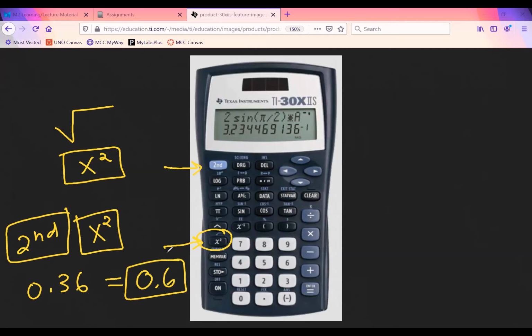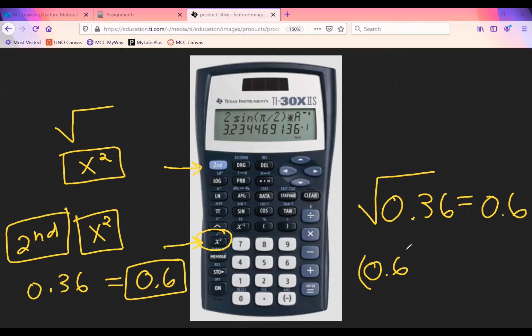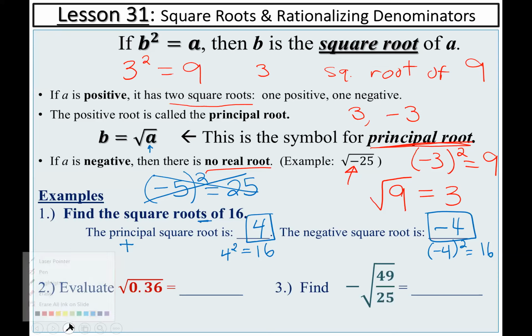With whatever calculator you have, make sure you're getting the same answer, okay? So again, the square root of 0.36 is equal to 0.6. So we just use our calculators for that. You can check it by doing 0.6 squared, 0.6 times 0.6, and you should get back to 0.36 as a way to check. Okay, good. So I'm going to go back to our PowerPoint now so we can fill that in. So we just evaluated the square root of 0.36 and we got 0.6.